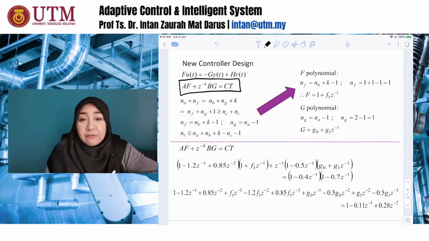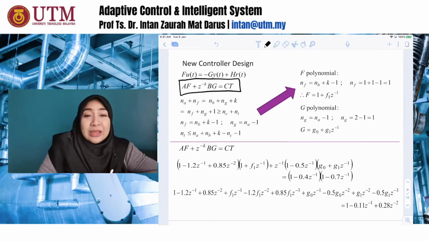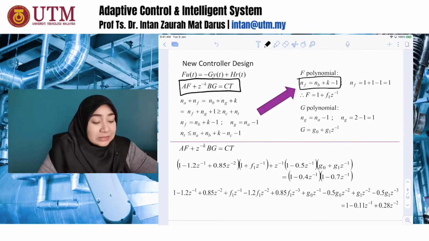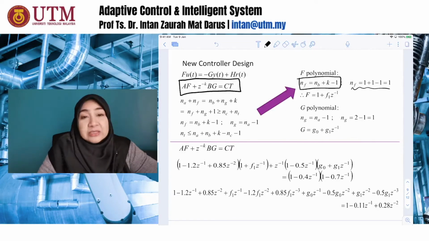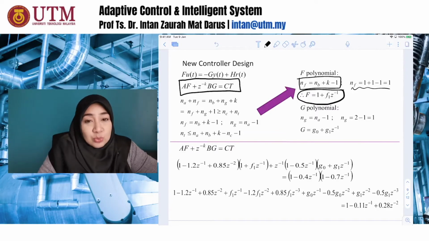Before I can find polynomial F and polynomial G, I need to find the best model order for them so that we can get a unique solution. For F, just follow this equation: NF equals NB plus K minus 1. Substituting the values, we get NF equals 1, so polynomial F equals 1 plus F1 z^-1. Of course, the value of F1 we need to find later on.